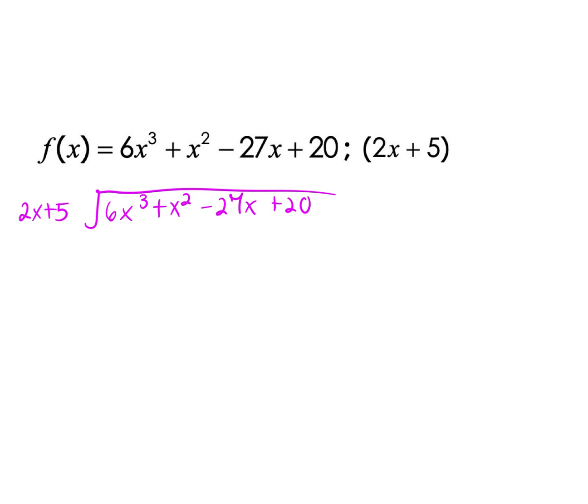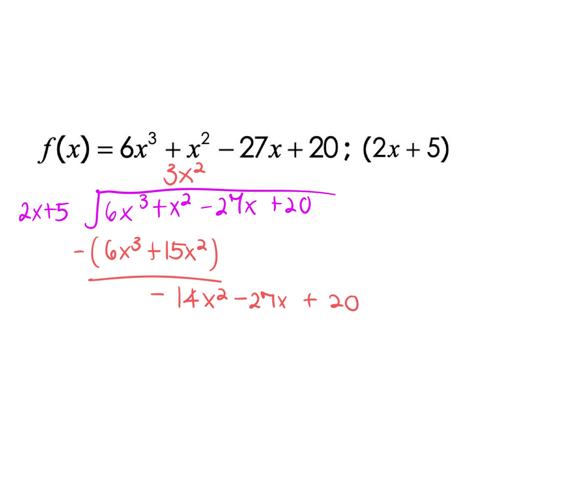So first we want 2x to match 6x cubed. So we're going to multiply this by 3x squared, and it becomes 6x cubed plus 15x squared. We subtract this away. We end up with negative 14x squared minus 27x plus 20.